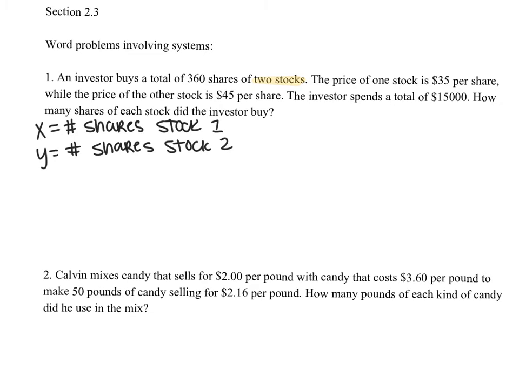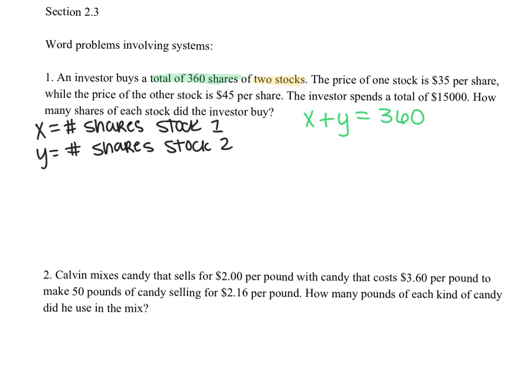The next thing I want to pick out is the information that is going to tell me what my 2 equations are. So my first sentence tells me I have a total of 360 shares. So that means the number of shares from each stock has to total 360. So X plus Y equals 360.